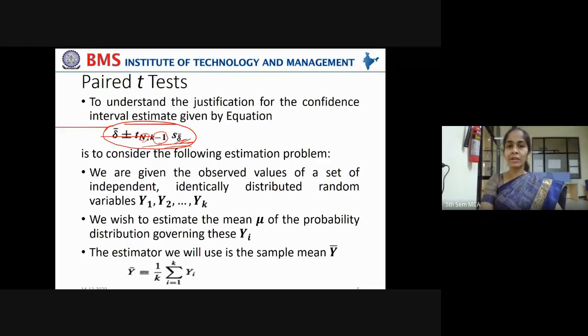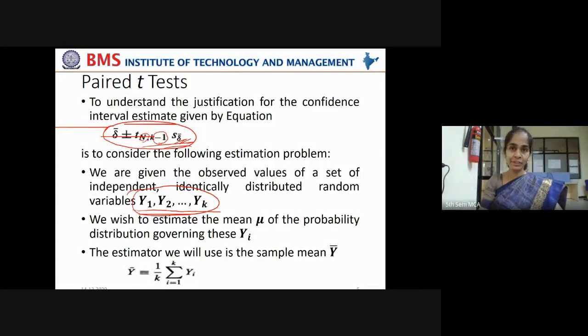Now, how to consider this as an estimation problem? Let us see. We are given the observed values of a set of independent identically distributed random variables. Identically distributed random variables means they are drawn from the same distribution and they are drawn independently. One draw doesn't influence the other draw. One picking up of the point doesn't influence picking up the other point.